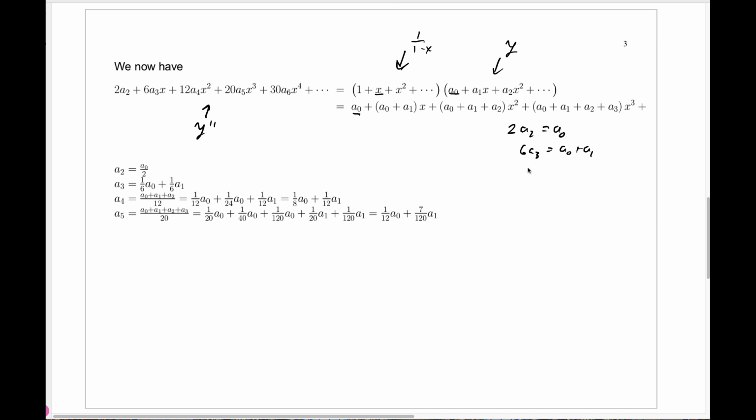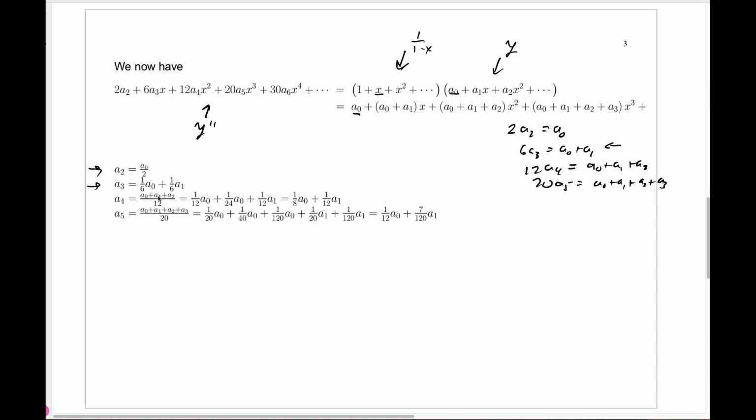We need 12a4 equal to a naught plus a1 plus a2. We need 20a5 to equal a naught plus a1 plus a2 plus a3 up there. And taking each one and dividing by the coefficients, we get a2 is just a naught over 2, a3 is a naught over 6 plus a1 over 6. That's just dividing this here by 6.